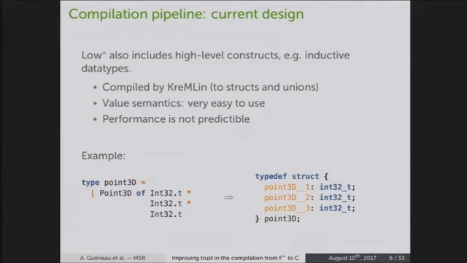Low-star also includes some higher level constructs, for example, inductive data types, which are a primitive notion in F star, and which are compiled by KreMLin to C structs and unions. And here KreMLin is trusted to implement a correct compilation scheme. Such data have value semantics and are therefore very easy to use. You can just have them around and not have to reason about their liveness, for example.